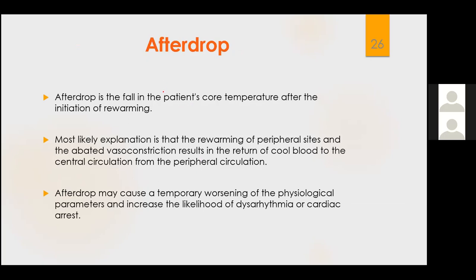We should be careful while resuscitating the hypothermic patient, as there might be an afterdrop. Afterdrop is the fall of the patient's core temperature after the initiation of warming. During the initial phase of rewarming, the abated vasoconstriction in the peripheral sites results in the return of cool blood from the peripheral circulation to the central circulation. This leads to further hypothermia in the core, causes temporary worsening of the physiological parameters, and predisposes the patient to dysrhythmia or cardiac arrest. So we should be very careful about afterdrop. If after we start our treatment there is a drop in blood pressure and other parameters, we can resuscitate the patient with some warm IV fluids.